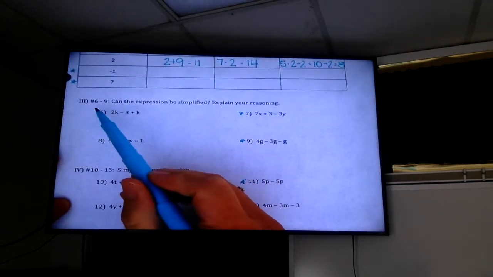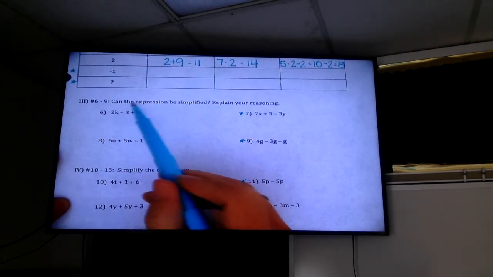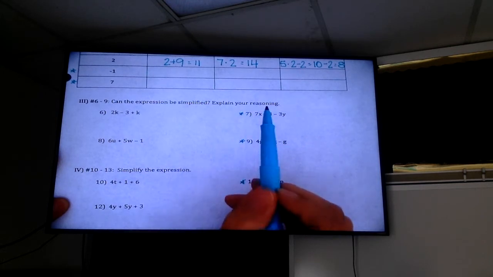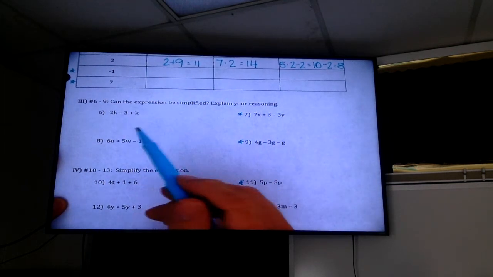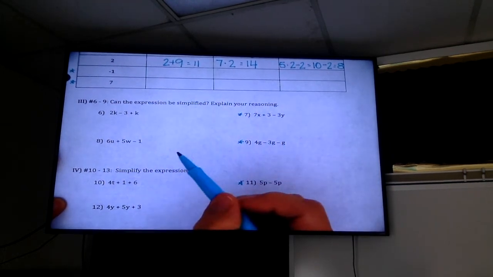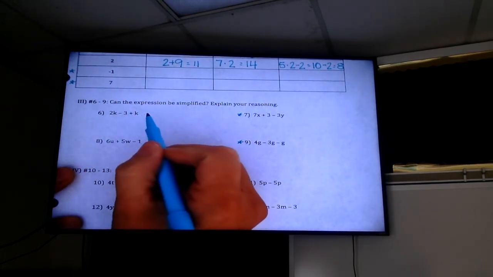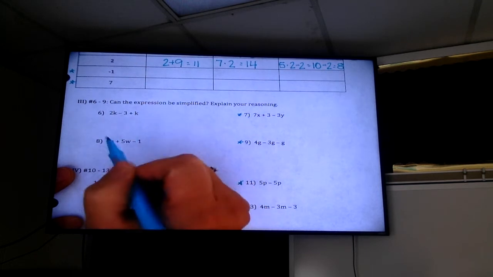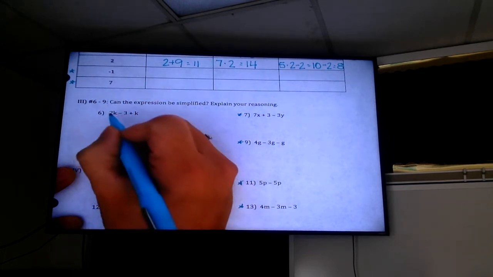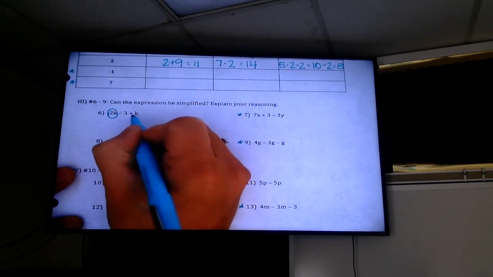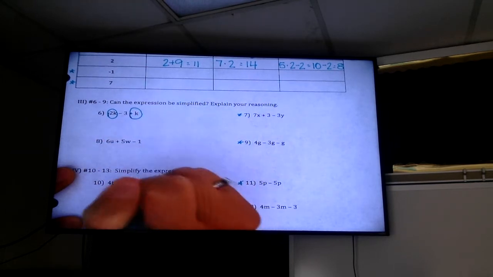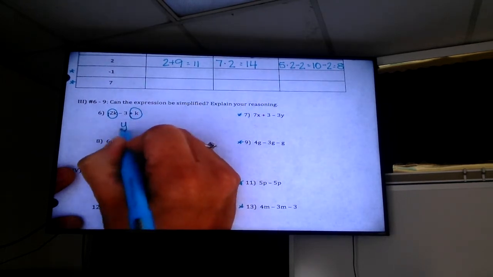Section 3, numbers 6 through 9. Can the expression be simplified? Explain your reasoning. Okay, so we're just going to say yes or no. Number 6 says 2k minus 3 plus k. Can this be simplified? Yes, it can, because I have some like terms. I have 2 k's in there. So I would just say yes.